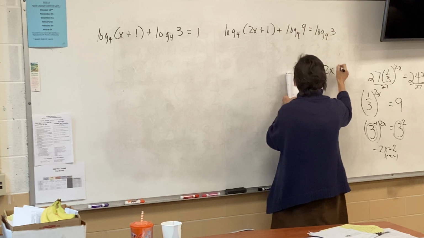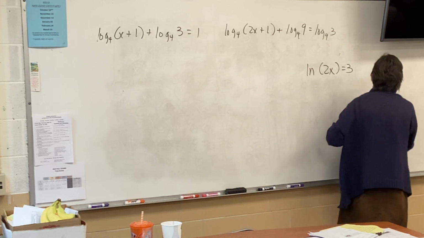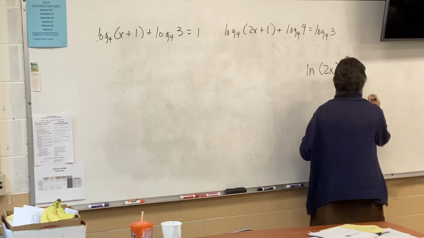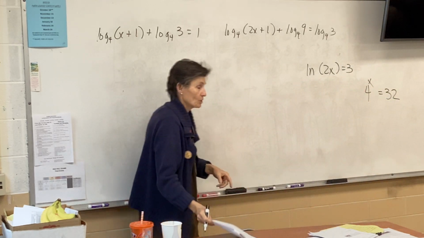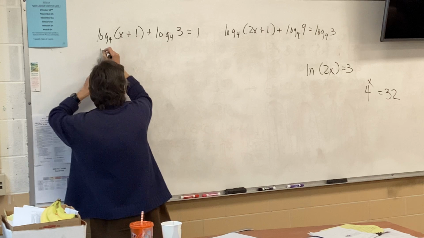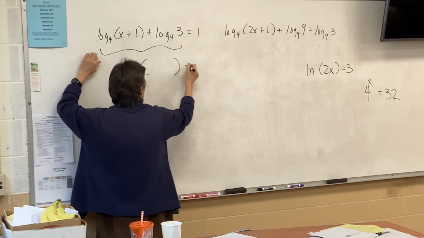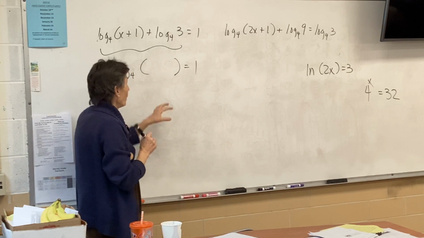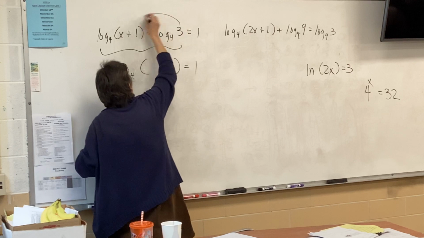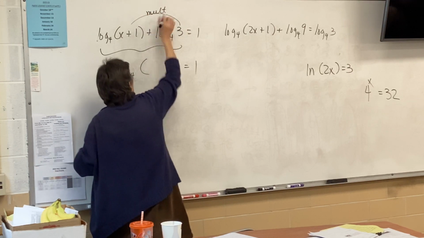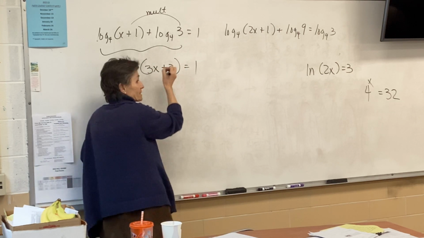Guys, we have to always combine the logs. You cannot have 2. So when you combine them, it's going to be log base 4 something equals 1. What's going to be in the something? 3x plus 3. You're going to multiply these, aren't you? Because of the plus. So 3x plus 3, it's like a distributive.